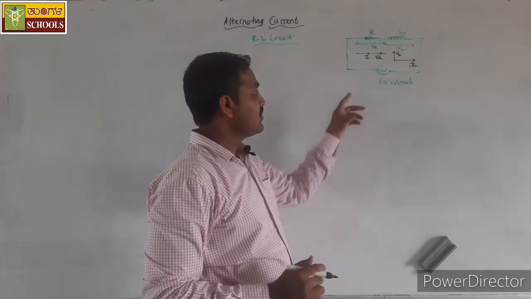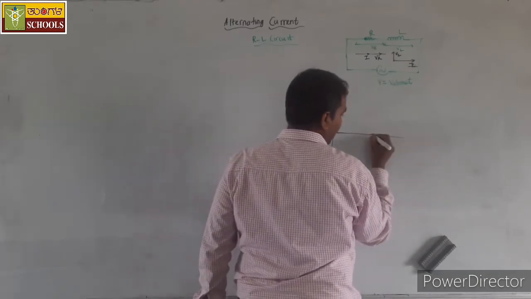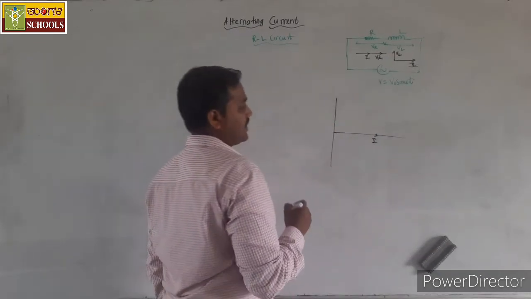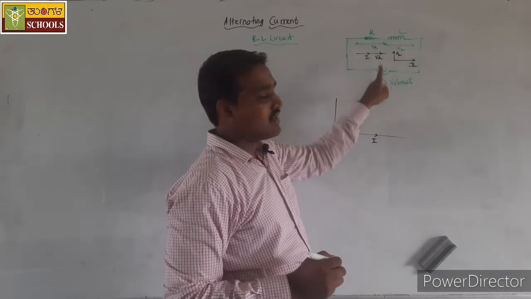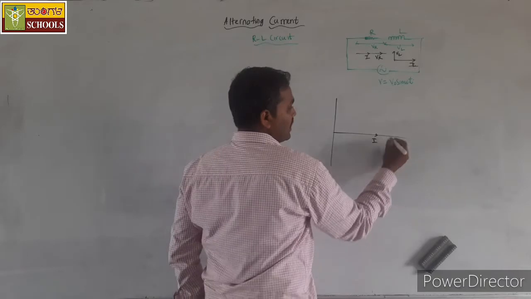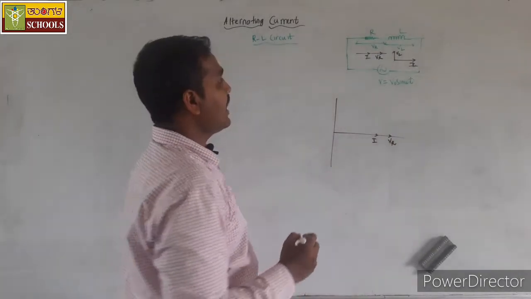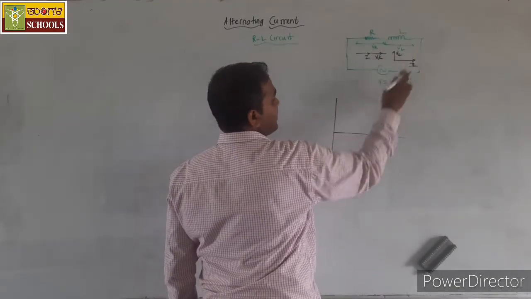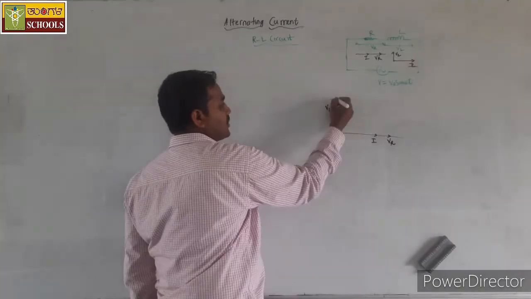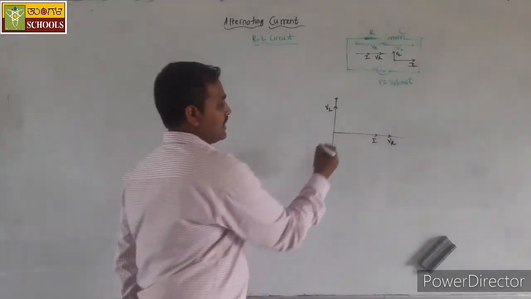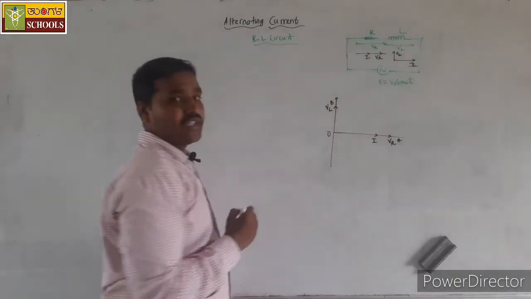Let us plot the phasor diagram here. Along the x-axis I will show the current. Then the voltage in the resistor, that is VR, is in phase with this current, so that voltage also I will show along the x-axis. We know VL is leading the current by 90 degrees, so VL I will show along the positive y-axis. Let OA represent VR and OB represent VL.